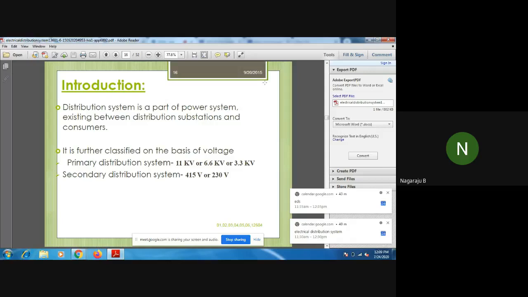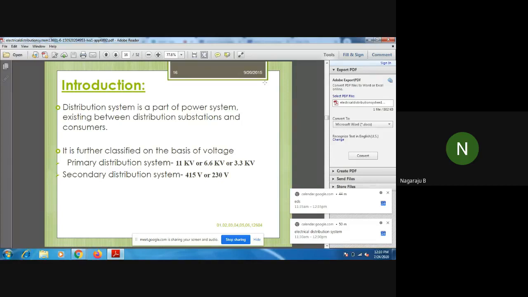So, I'll go for the introduction of the distribution system. Distribution system is a part of a power system existing between the distribution substation and the consumer. In between the distribution substation and the consumer, we have a distribution system. The distribution substation rating is 33 by 11 kV. 33 kV is the input, 11 kV is the output.